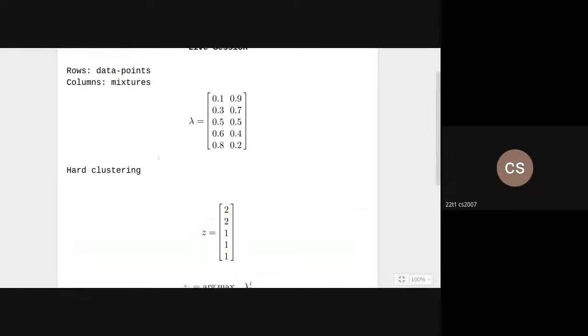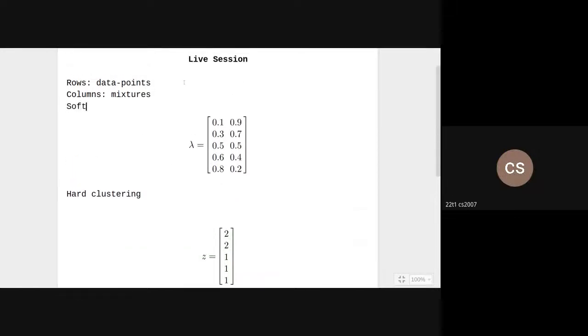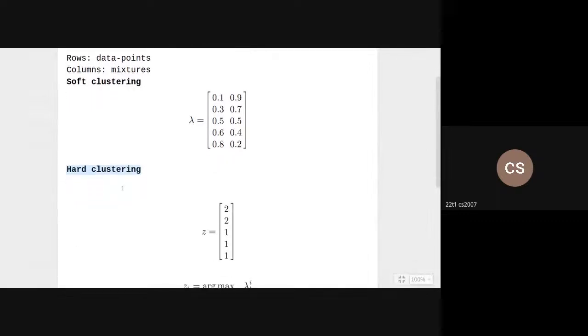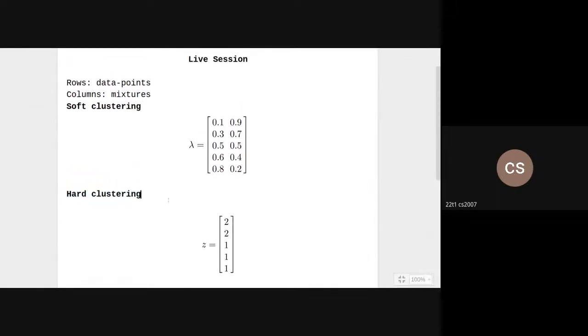So you notice that I call this a soft clustering and I call this a hard clustering. Why am I doing that? Because I am harder on my data points here, as I say that the first 2 should belong to cluster 2. Whereas here I am not so hard on them. I am a bit soft. I still give a 10% chance that it may belong to cluster 1. So that's the difference between hard and soft clustering.